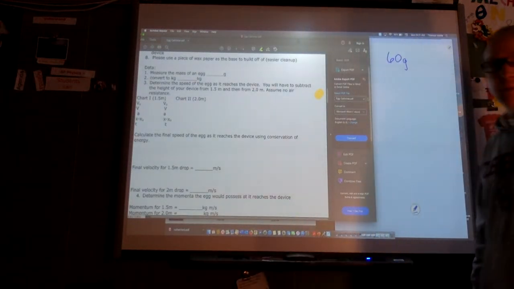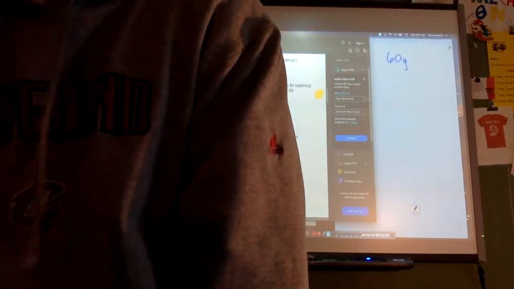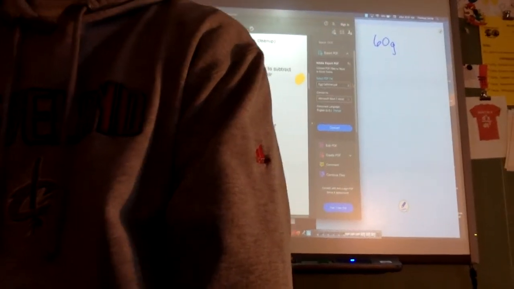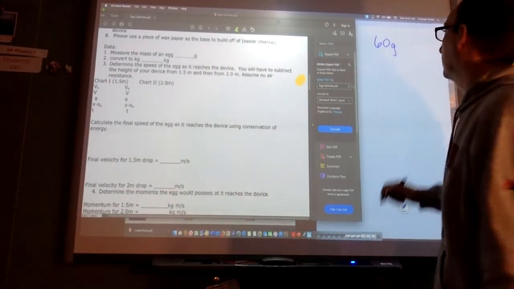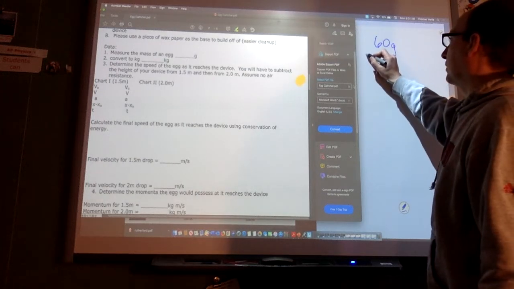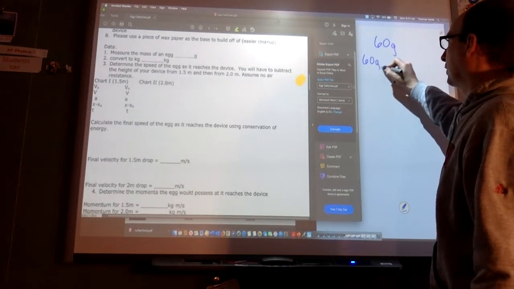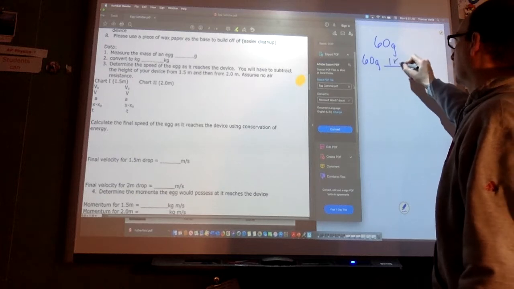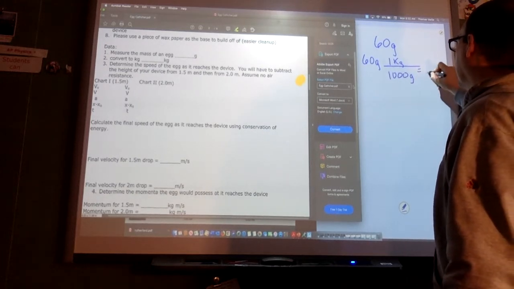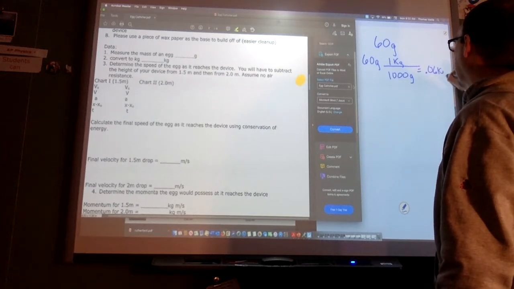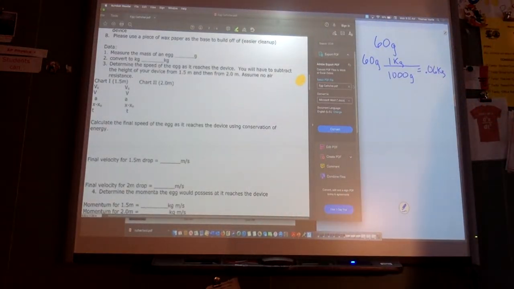To go from grams to kilograms, you're going to divide by 1,000. So you would say that 1 kilogram is 1,000 grams. So I have 0.06 kilograms is my mass.